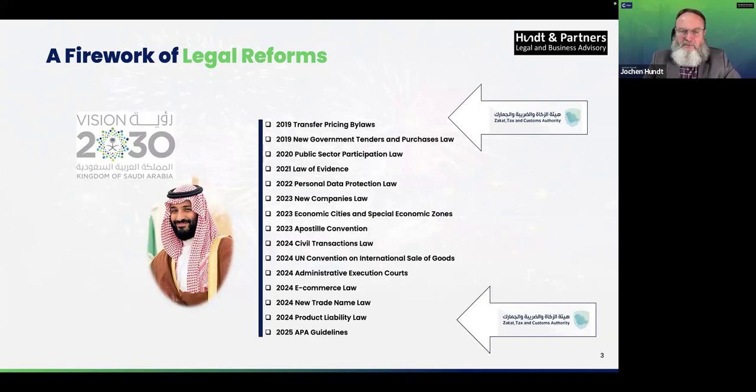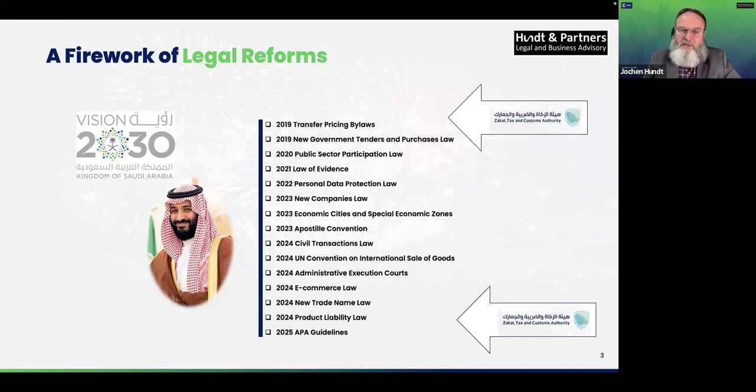Of course, it was unveiled in 2016 by the Crown Prince Mohammed bin Salman Al Saud, and it's now a few years away from the important deadline of 2030. Anyhow, as you can see here, that's on the regulatory side, which is my field. You have a whole firework of new laws. At the center of it, of course, you have the Civil Transactions Law, which is a civil code for the first time in Saudi Arabia, giving a lot of legal predictability.